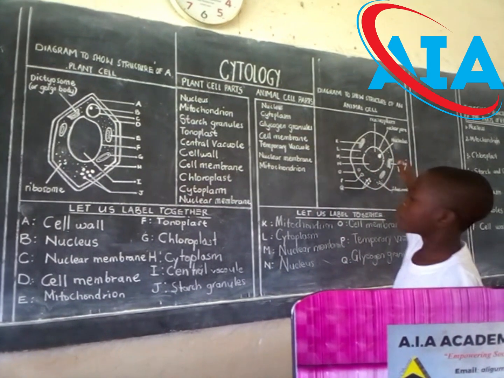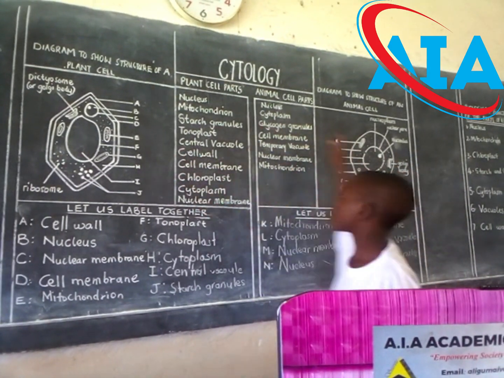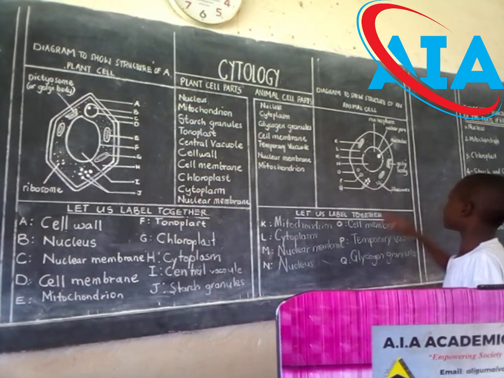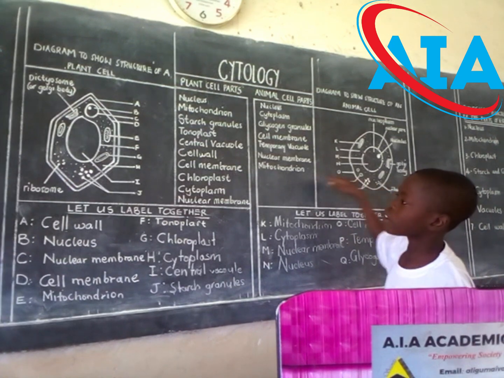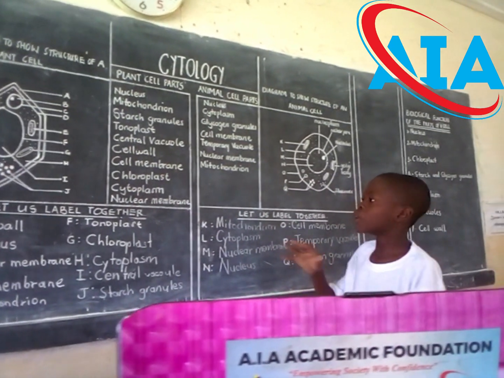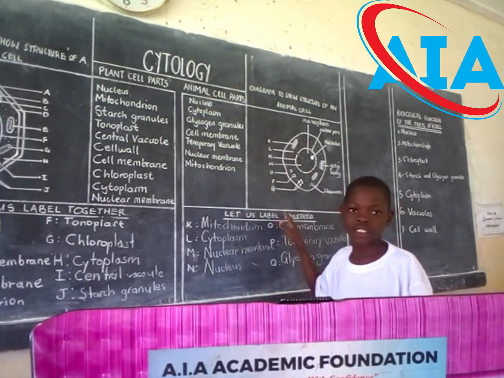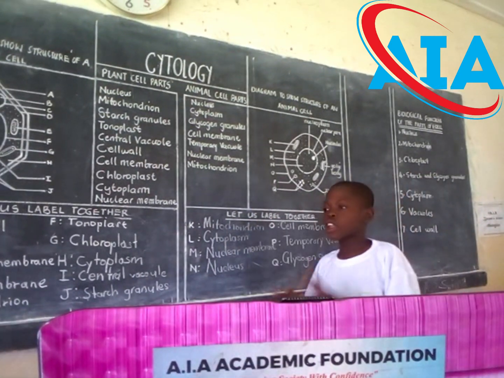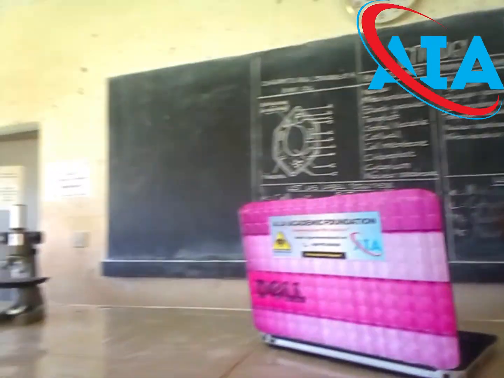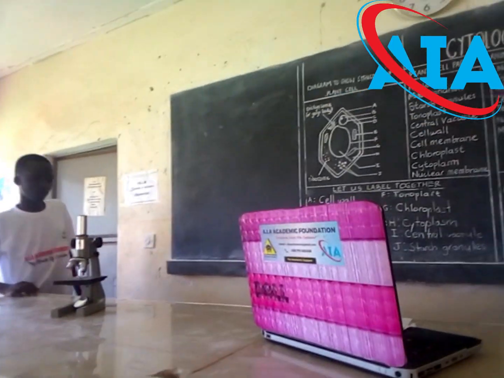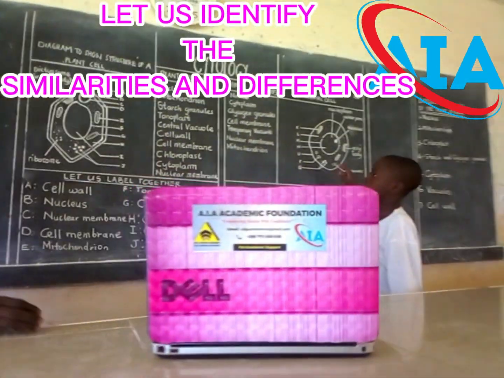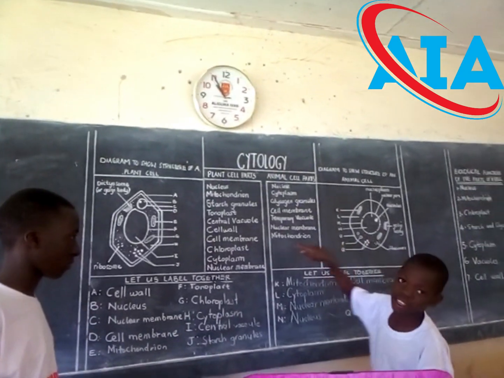So, if you have been following the two types of cells, there are some parts which are found in both cells, while there are some parts which are not found in both cells. So now I invite my colleague Mark in order for us to take you through the differences and similarities between the plant cell and the animal cell.